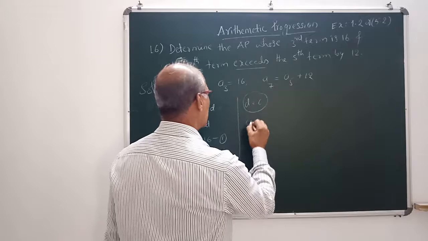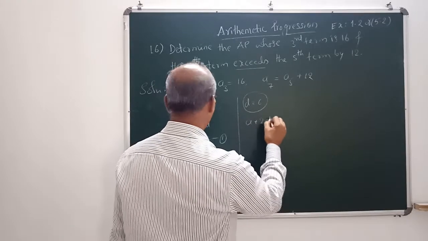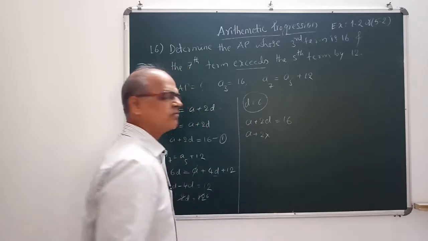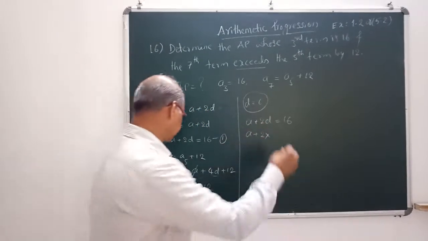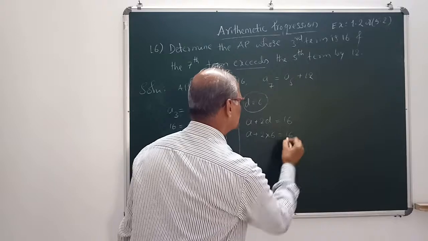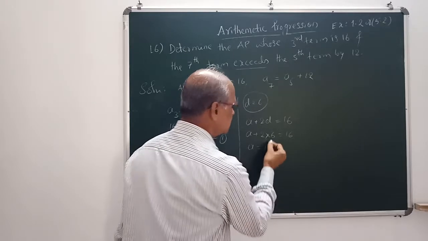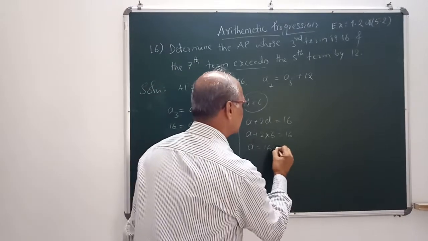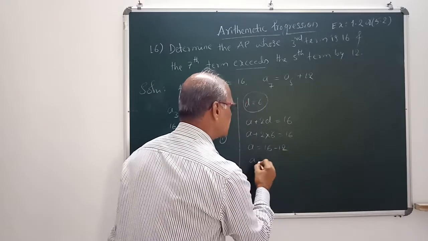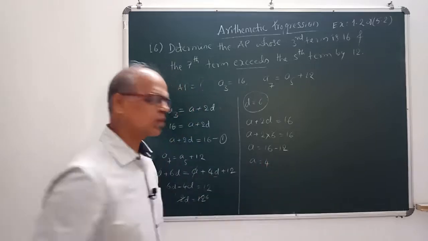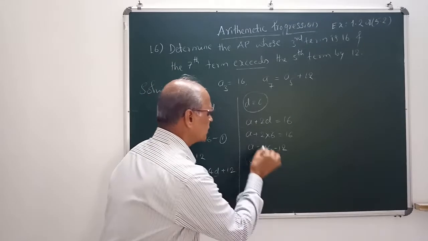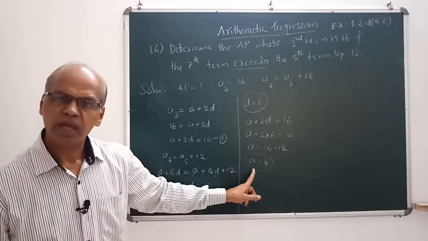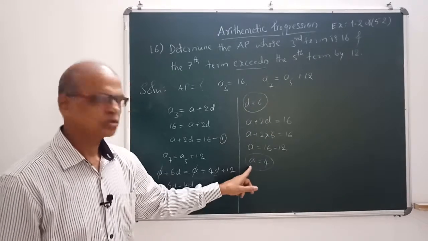That means A plus 2D is equal to 16. A plus 2 into, what is our D value? D value is 6, is equal to 16. A is equal to 16 minus 12. Of course it is plus, send it to the right hand side, it becomes minus. That means A is equal to 4. 16 minus 12 is 4. Now you see, we got D as 6 and we have found out A as 4. Now we know both A and D.